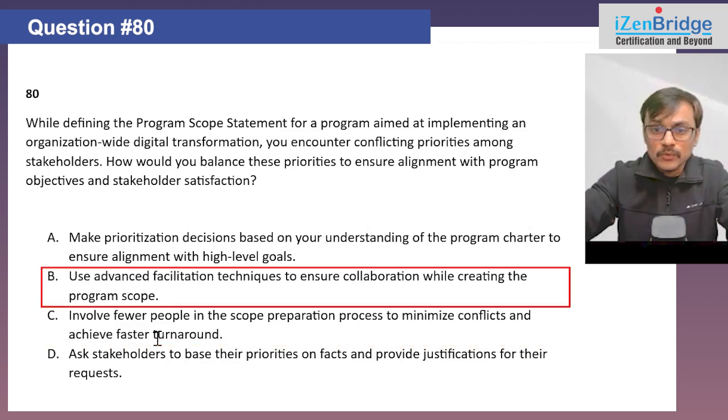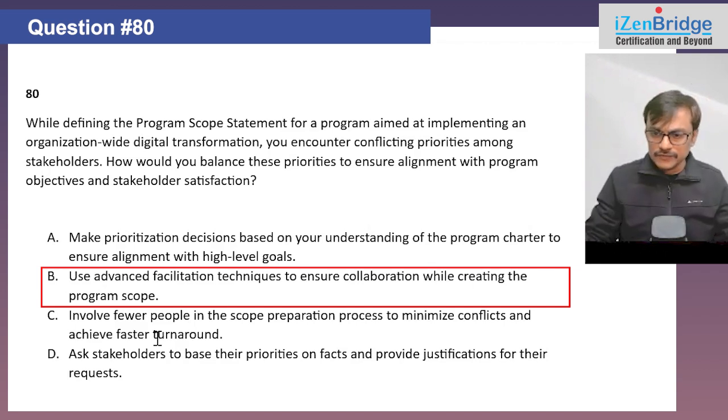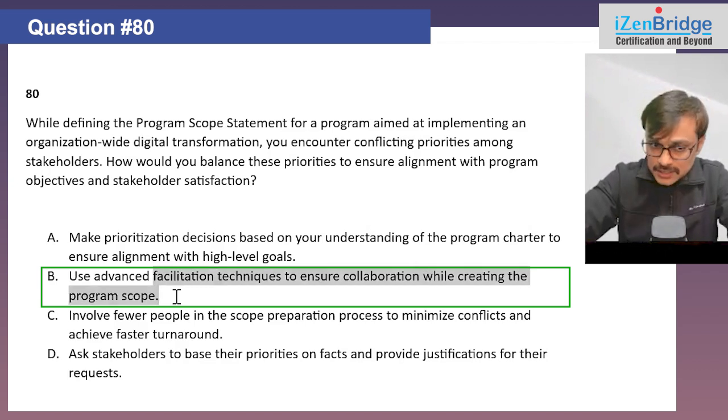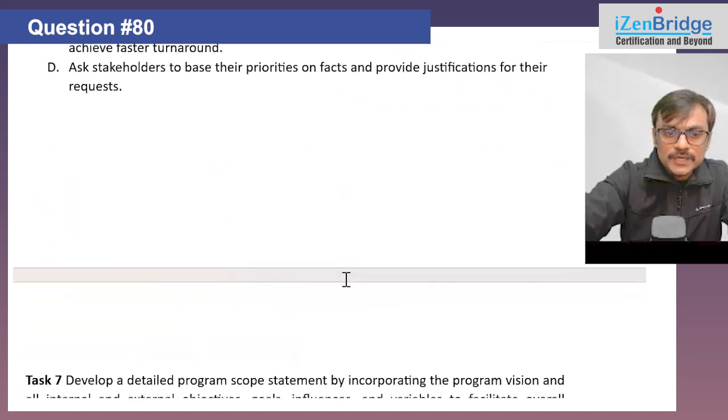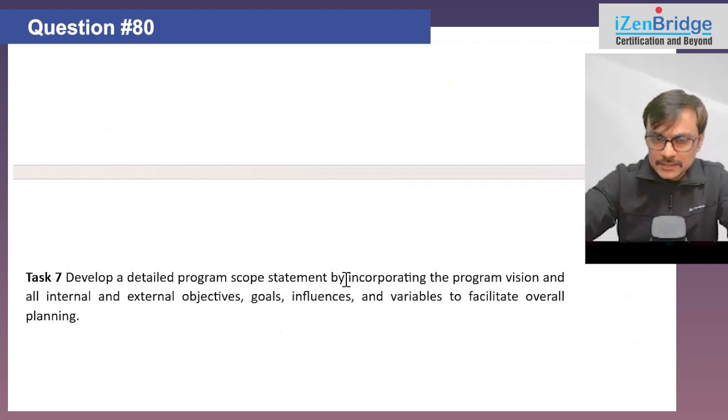Option B is more open than only focusing on bringing the facts together, then only we can have a justification and conversation about it. So it is not risky to choose option B as the right option in this particular case. Now, this particular question is also mapping to the preparation of detailed program scope statement, and facilitating the overall planning. So that's the task which we are covering here.